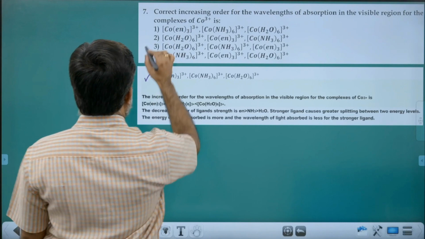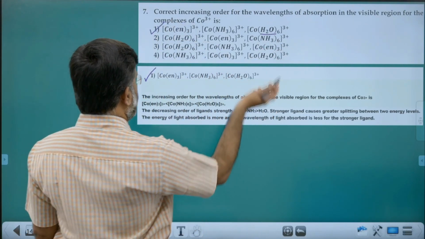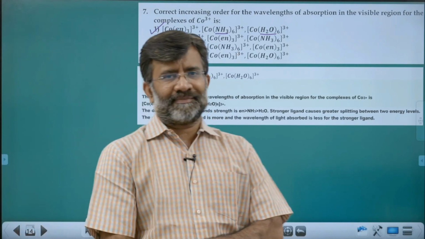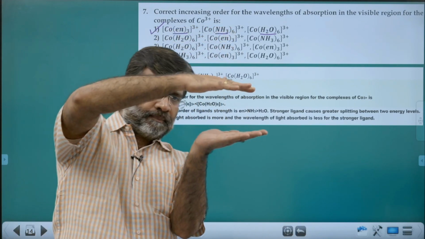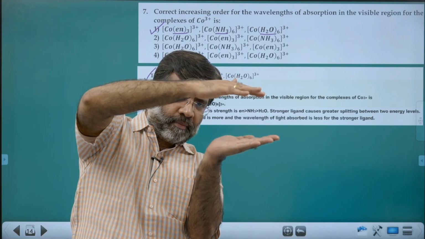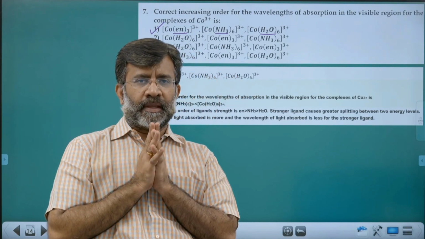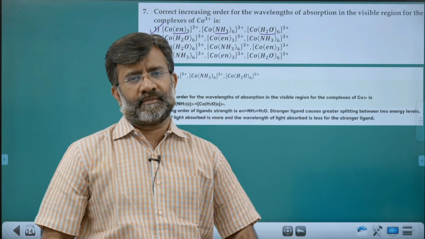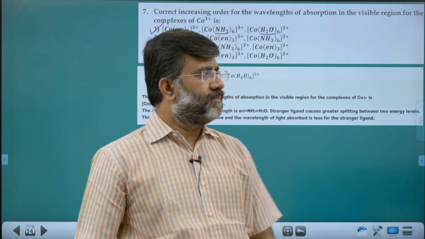first choice. You see, water is the weak ligand. The next is ammonia and en is a strong ligand. So water is a weak ligand, so the splitting will be minimum, the energy for transition will be minimum, frequency will be minimum, and wavelength will be maximum when it is water. Then comes ammonia and then comes en. Clear?